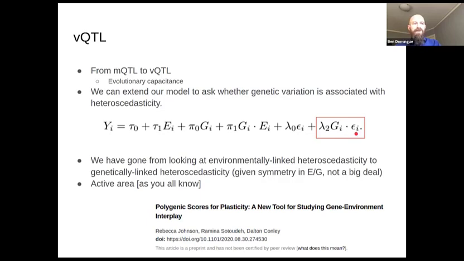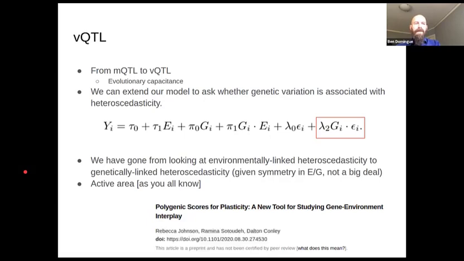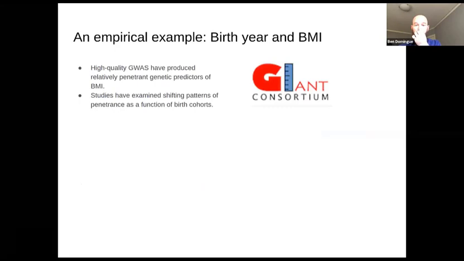And I'll show you some results from this kind of approach, but I just want to flag that this is an active area. So there's this paper from Rebecca and Dalton looking at polygenic scores for plasticity. I think somebody from Wisconsin used it to do some work that was presented at IGSS. I think there will be a lot of work in this space in the near future, and so I'm emphasizing that you can use our approach to use such scores potentially in more refined models.